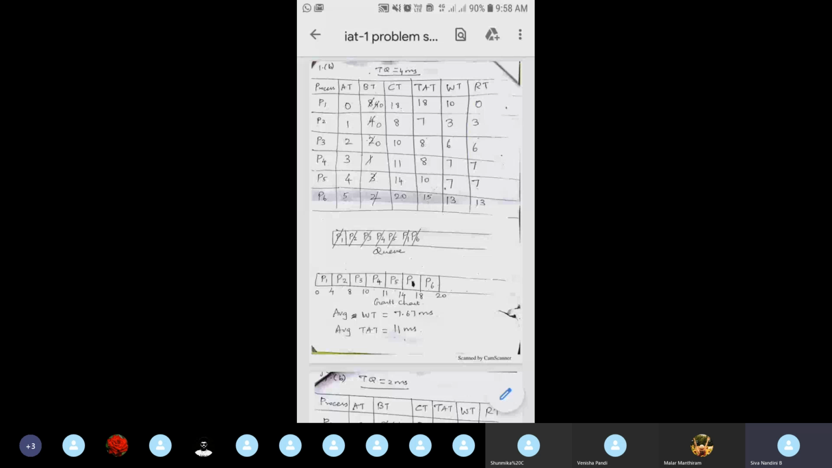Then the P2 arrival time is 1 millisecond. See in the Gantt chart at what millisecond this P2 process started executing: at 4th millisecond. So from 1 to 4, the process P2 has waited. So 4 minus 1 is equal to 3. It is the response time for process P2.